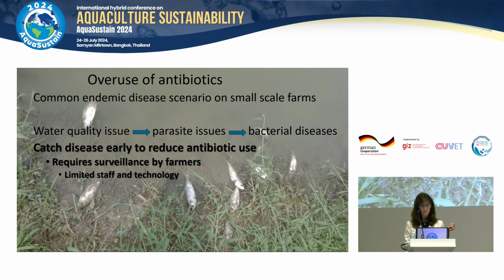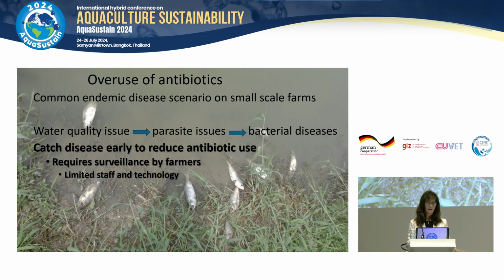And that actually requires that the farmer has some kind of surveillance system in place where they can detect the water quality problems when they happen, or they can start to see increases or changes in the parasite loads. Again, small farmers, they have limited staff. There might be one guy on a farm, and Hong Kong is very small farms, very small industry. And they don't have the technology. They don't all have the fancy DO meters and the spin touch machines, so it is harder for them to pick up these things.